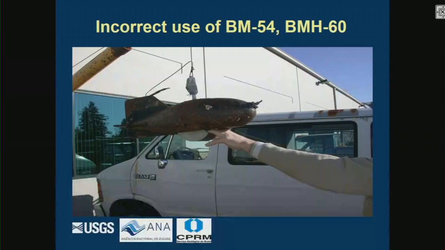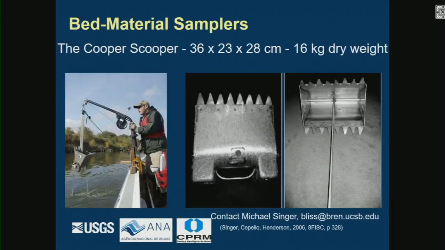But you can see here that as you get to coarser gravel, cobbles and things, this is going to have some problems. So people over the years have invented different things. This is one example. They call it the Cooper scooper. It's a little more flexible. You can get bigger material from a river.